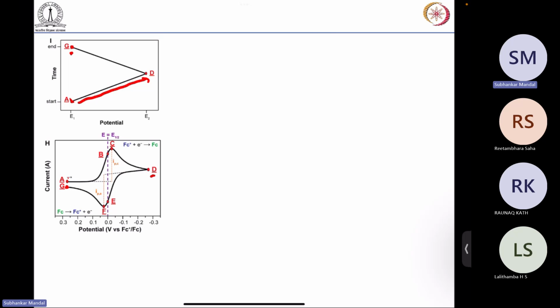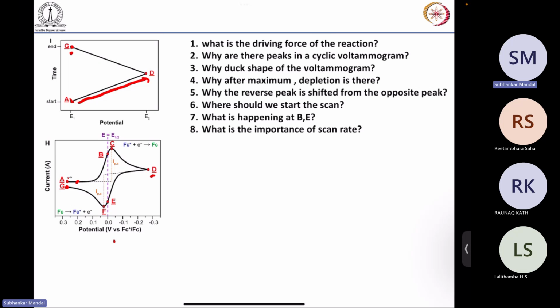Now if you plot current versus potential, you will observe this kind of graph. Okay. Now some questions will come to mind: why is this reaction happening? What is the driving force of this reaction?